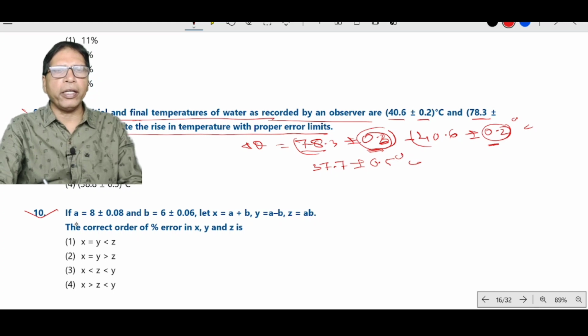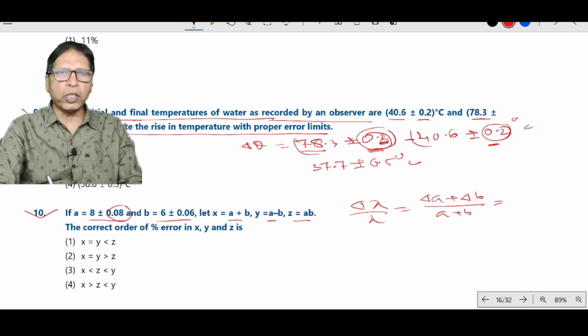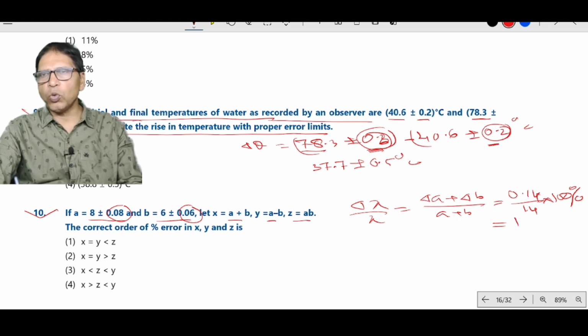Now question number 10. If A equals 8 plus minus 0.08, B equals 6 plus minus 0.06, x equals a plus b, y equals a minus b, z equals ab. Therefore, find the correct order of percentage error in x, y, z. Now delta x by x equals delta a plus delta b divided by a plus b. Delta a equals 0.08, delta b equals 0.06, so this is 0.14 over 8 plus 6, which is 14. Multiplying by 100, it is just 1%.